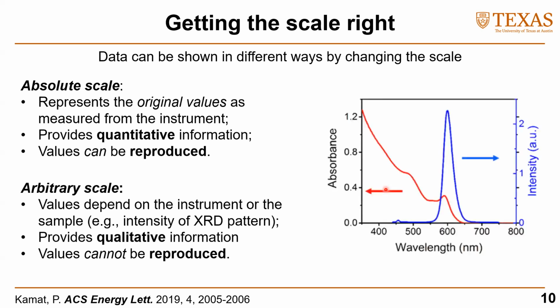So for instance, in this example, the red curve to the left is showing the absorbance. So this is an absolute scale, right? And the blue one to the right is showing an arbitrary scale. Here, notice that the intensity is plotted in arbitrary units. So this is basically telling you that we don't really care about the intensity, but we care about the peak position. So we care about this peak because it's at 100 nanometers by looking at the wavelength axis.